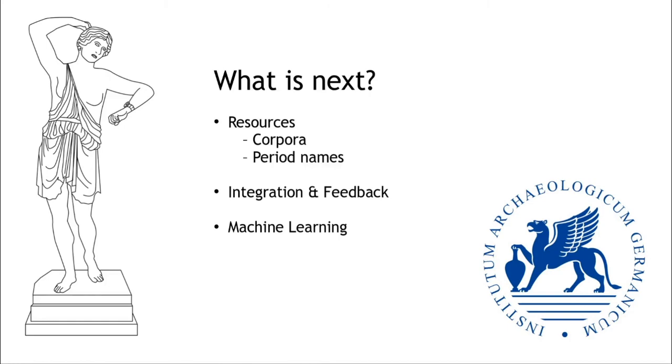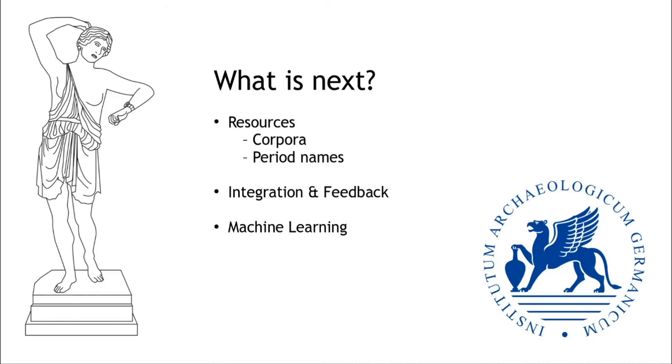The second direction, which is tied into that, would be integration and feedback. We can use this actually now in search implementations to improve search queries. A good target, for example, would be journal databases, and we could also implement feedback mechanisms for users so that we could in turn increase our period name resources by this feedback.